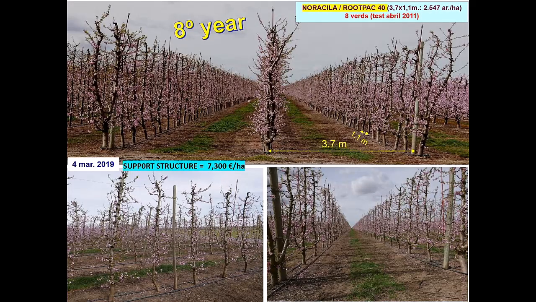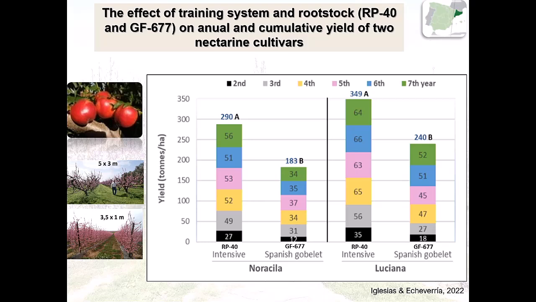This, for example, is an 8-year-old Nemaguard on Rootpac 40. You see 3.7 by 1.1. You can see how perfect the line is. And of course, the easy thing is to train in central axis. So what is the benefit of this intensification? You can see here 2 varieties. This has been published, so I can share the presentation if you want, no problem.